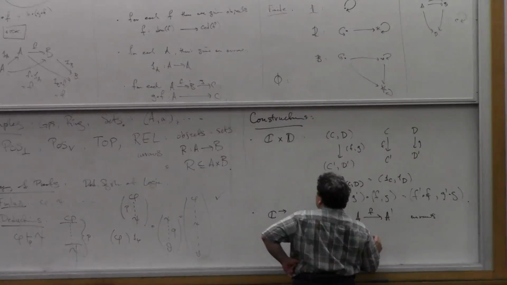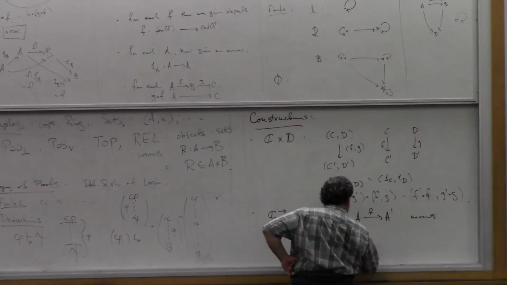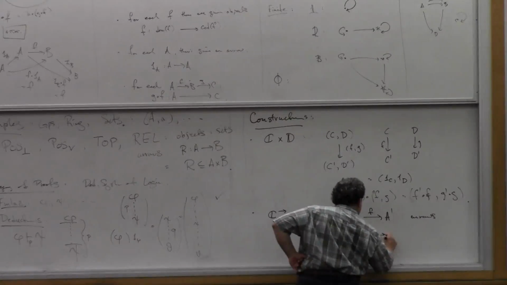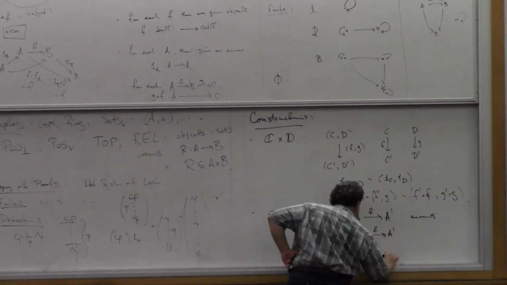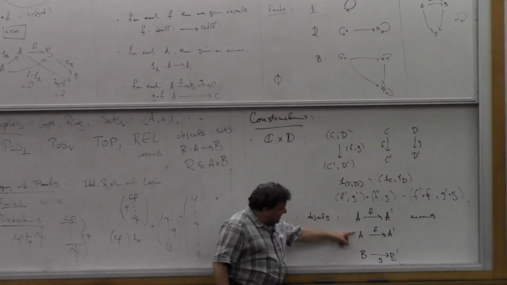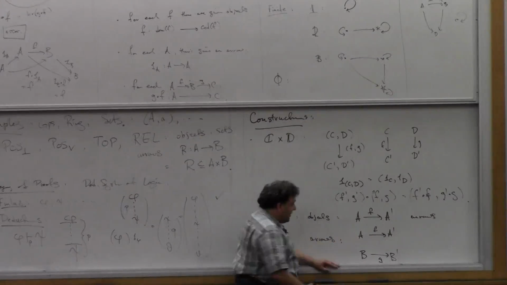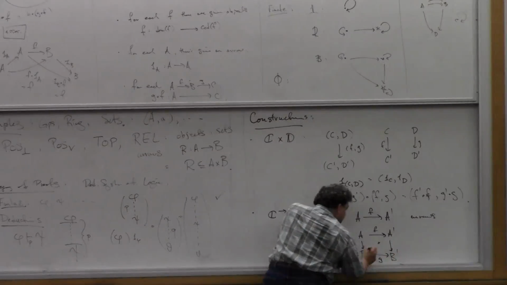those are the, oh, I forgot to do something. Let me go back in a minute. The arrows are going to be f, A prime. Here's another one, B, g, B prime. So those are two objects, and an arrow between these two objects is going to be a pair of arrows like this, making a commutative square.